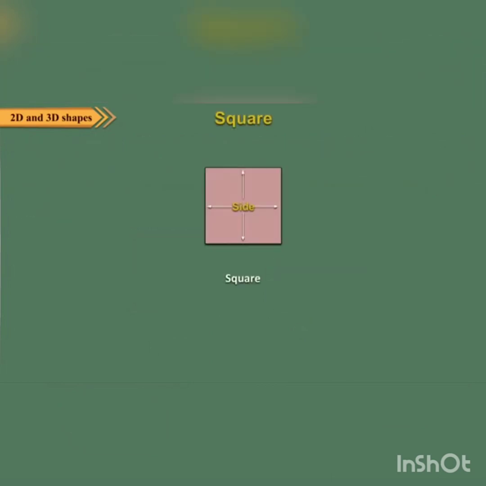Square. A square has four sides: one, two, three, four. In a square, all sides are equal. It has four vertices.